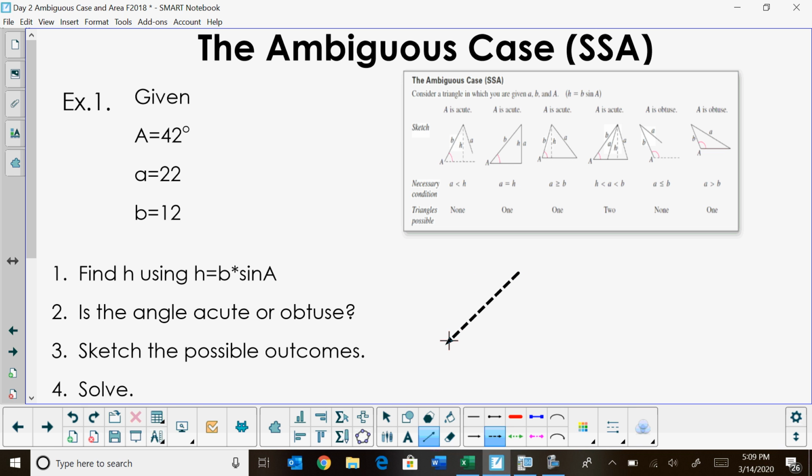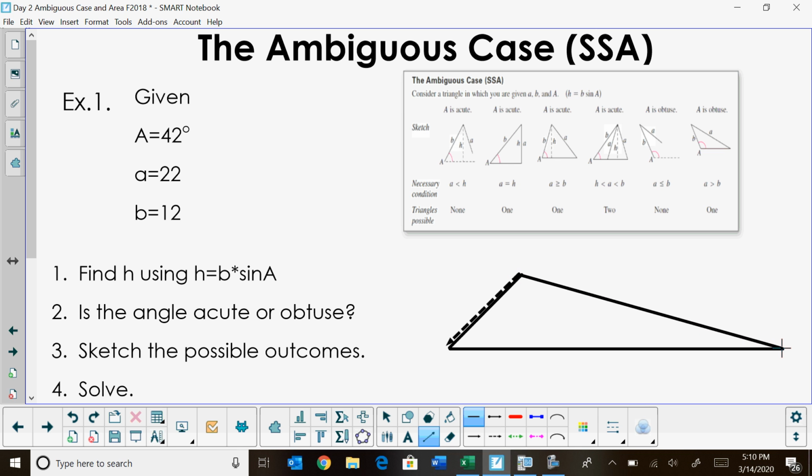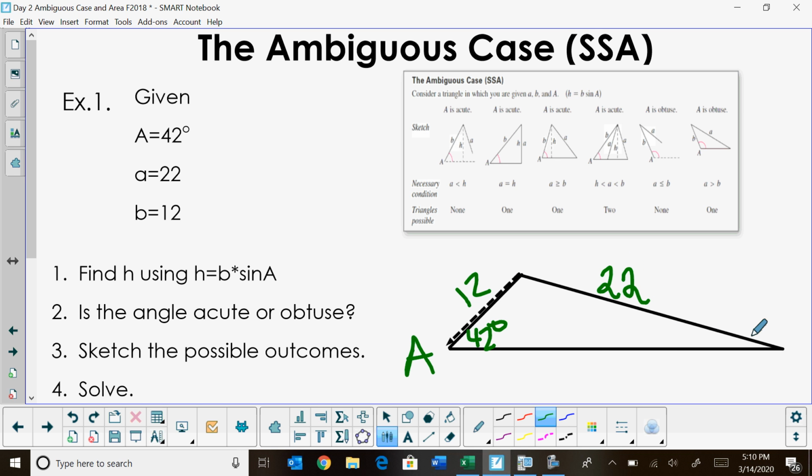So let's sketch it out. Let's get a better line there. Here's one side. We'll call that side B. We'll make the angle at 42, and I'm going to stretch this out so it's a little more to scale. Okay, and that side's going to be our side A. So this is going to be angle A, and it's 42 degrees. This is going to be side B, and it's 12. And then side A, which is always opposite angle A, is 22. It's quite a bit larger, so it's going to stretch out. And we're going to solve the rest of the triangle. So that makes this angle B, this angle C, and this side C.